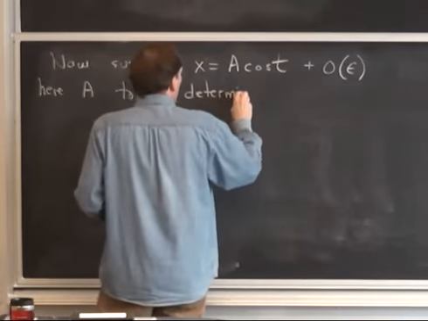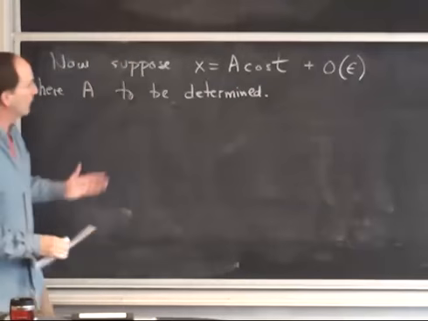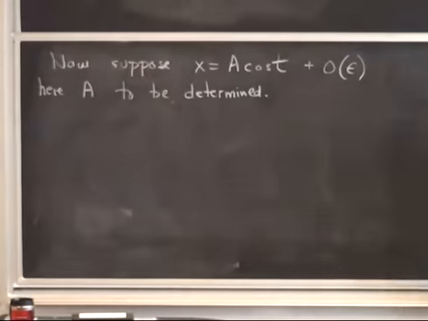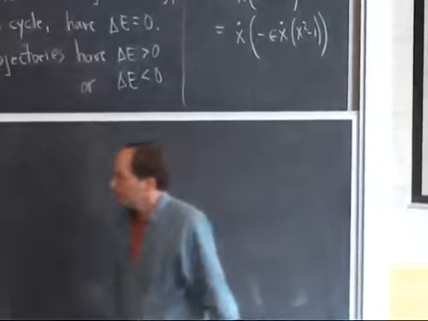That is, we're looking only for the cycle. We're not interested in the approach to the cycle. Just what A would have the property that the change in energy on that circle would be 0. That's what we're asking.